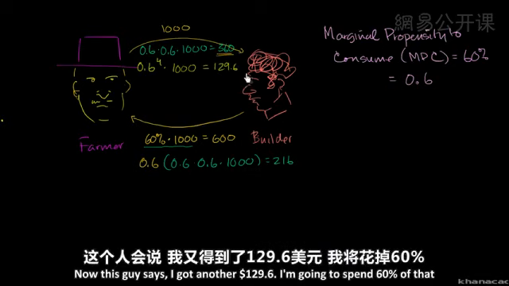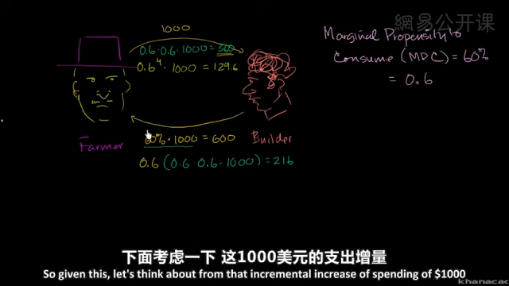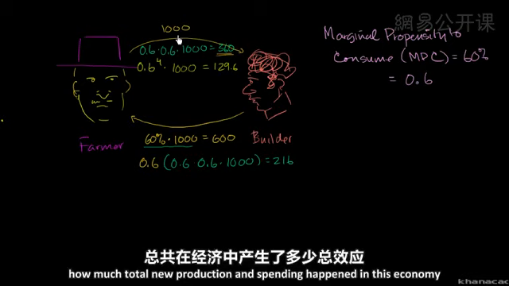Now this guy, the builder says, oh, I got another $129.6. I'm going to spend 60% of that. And it goes on and on and on. So given this, let's think about how much from that incremental increase of spending of $1,000, how much total new production and spending happened in this economy.